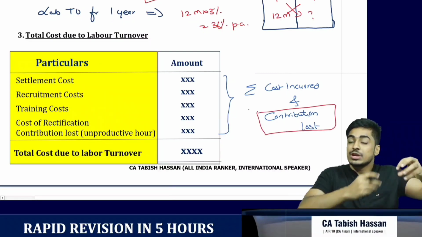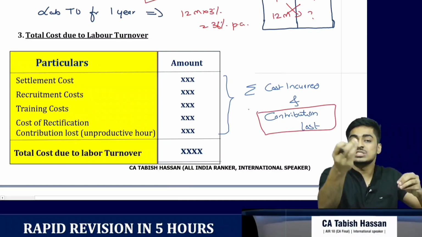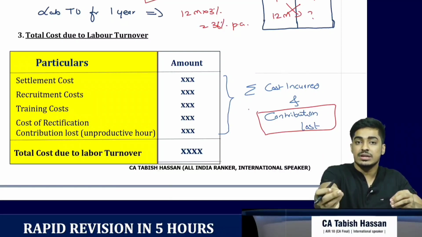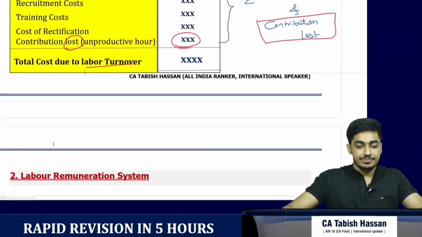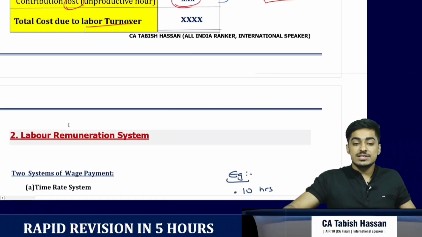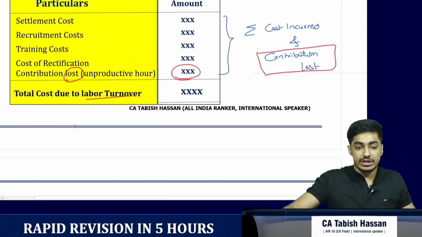And we also have the contribution lost because an employee was not there. If the employee was there, we could have produced goods, sold goods, and earned contribution. But right now we are not earning. That is also a loss for us. So the contribution lost would also be included as a part of total cost due to labor turnover. Clear? So this is the first topic, labor turnover ratios.